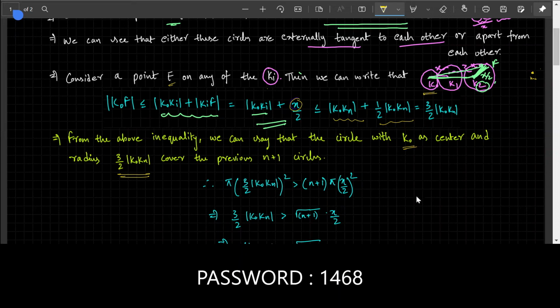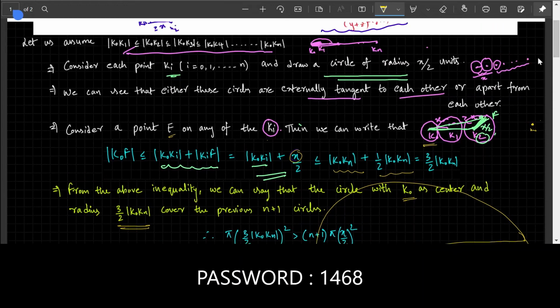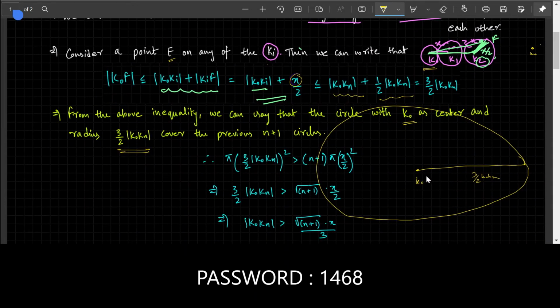So with a circle of radius 3 by 2 k naught kn, and this is k naught, this radius could cover all the points in between them. Like there are n minus 1 circles. So as per this condition, need to be noted, because this is the assumption that we have taken and moved forward. So this need to be taken care, and following that condition, whatever may be the n minus 1 circles are, they will be inside the circle itself. I hope you got it.